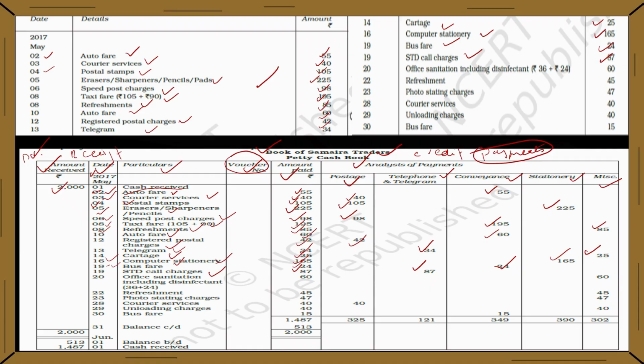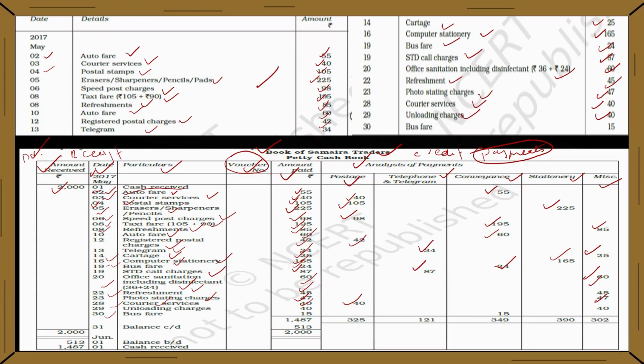Next, office sanitation including disinfectant, rupees 60. Under the particulars column, write office sanitation and disinfectant. Write the date, 60 rupees, it will go under the miscellaneous column. Next, refreshment of rupees 45. Date, refreshment 45, it will go under the miscellaneous expenses column. Photostating charges or the Xerox charges, 47. Under the particulars, write photostating charges. 47 rupees will go under miscellaneous expenses. Courier charges of 40. Write the date, courier charges, under particulars column 40, it will go under postage. Unloading charges of 40.